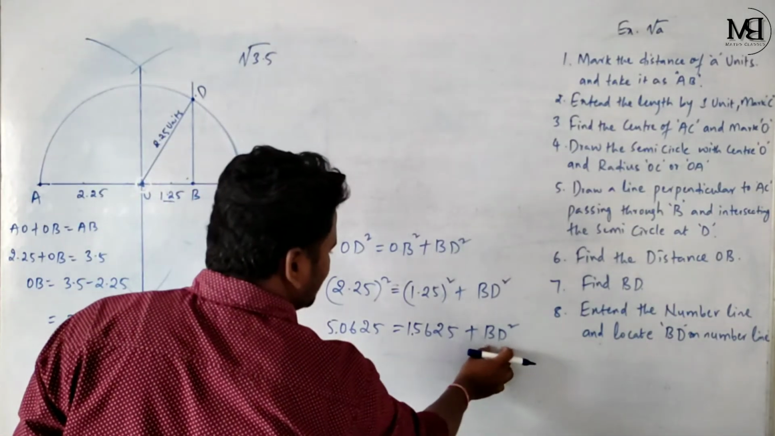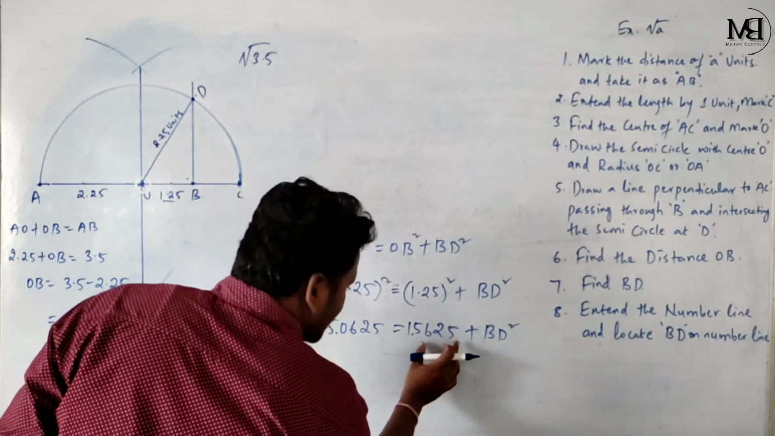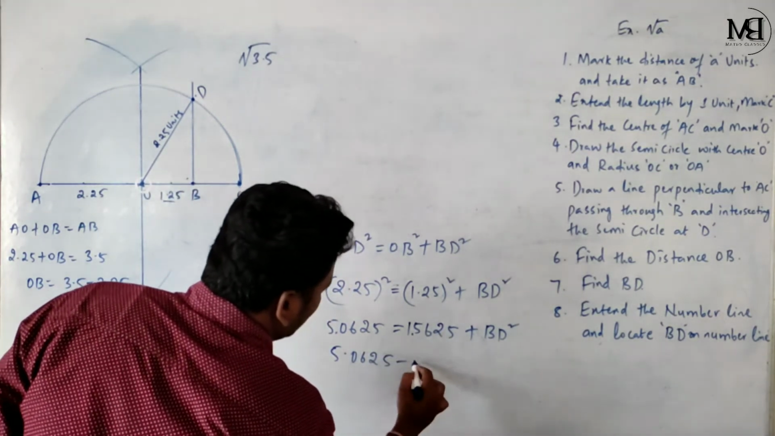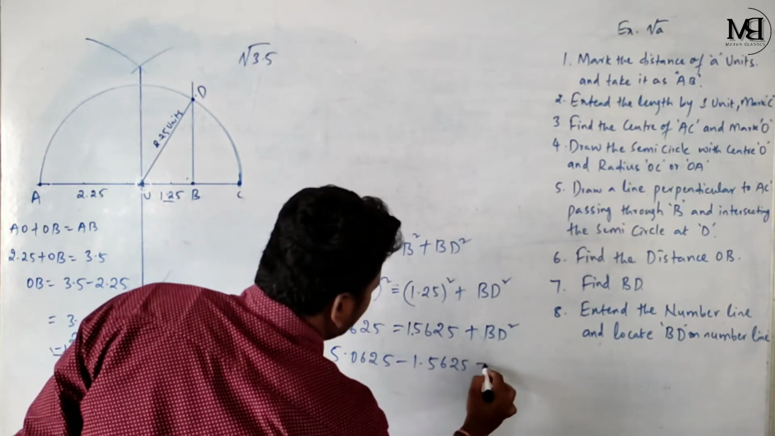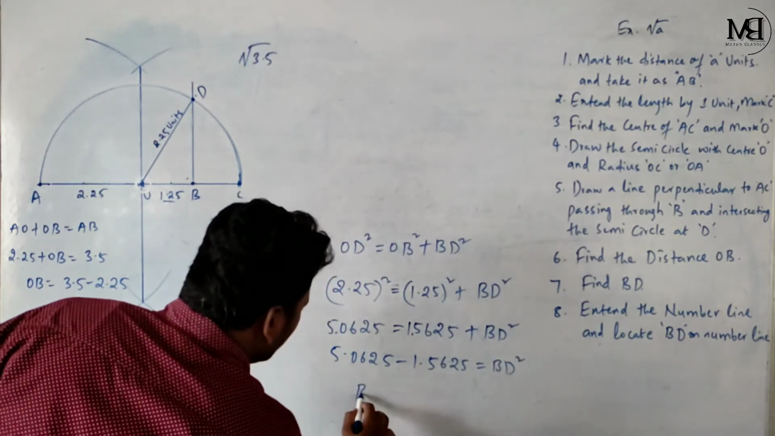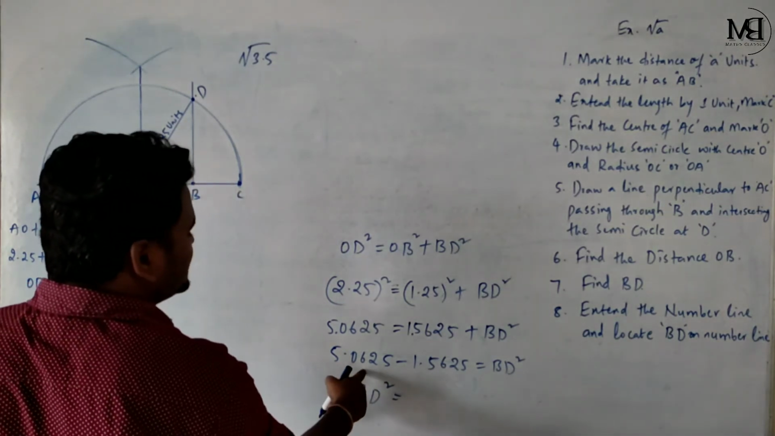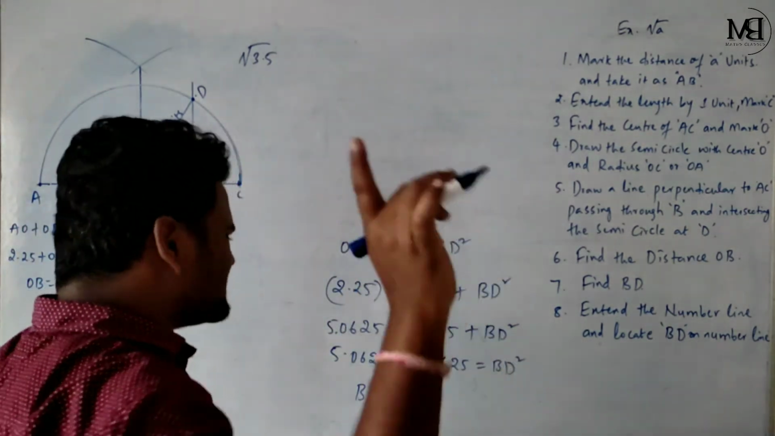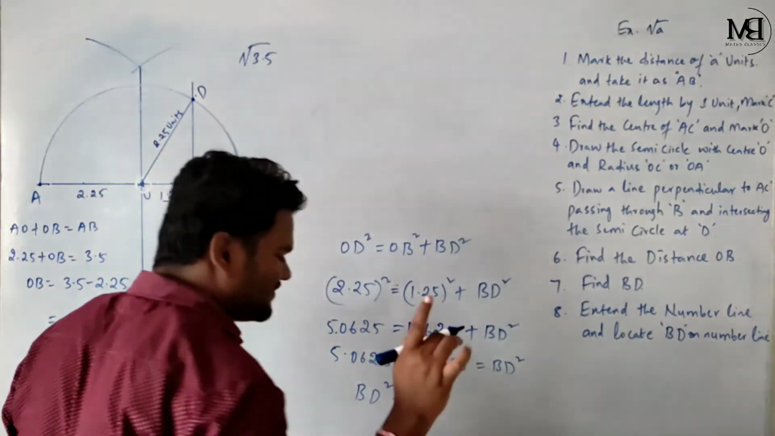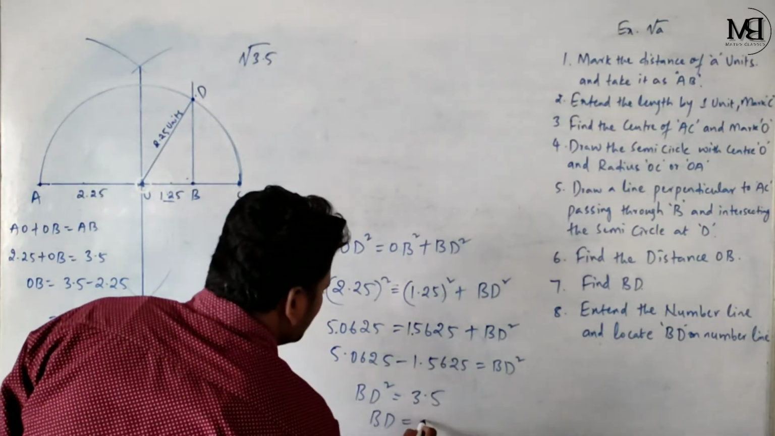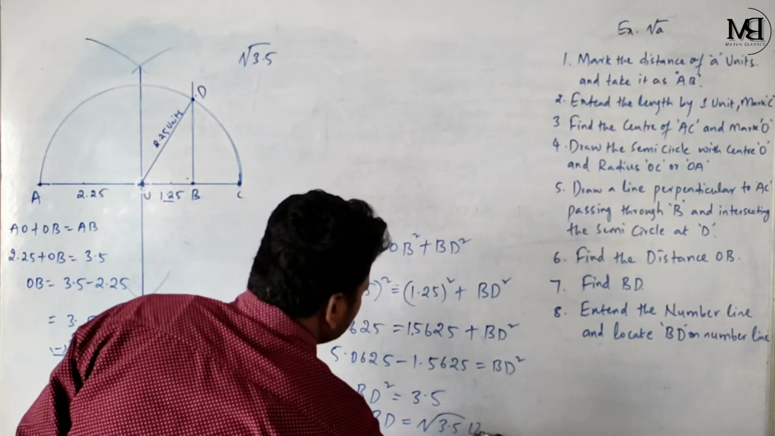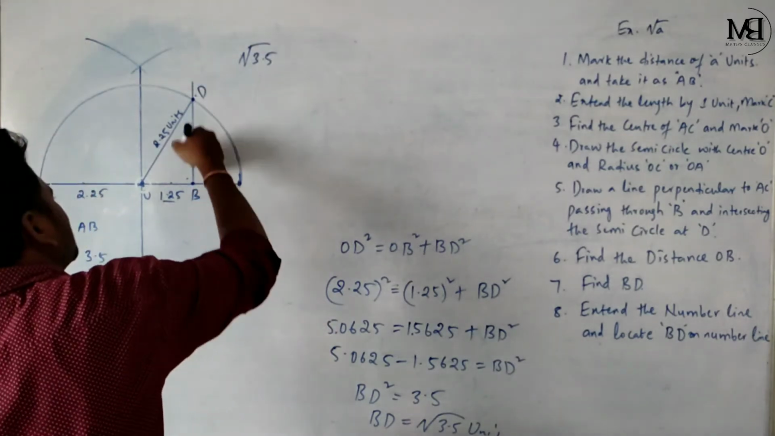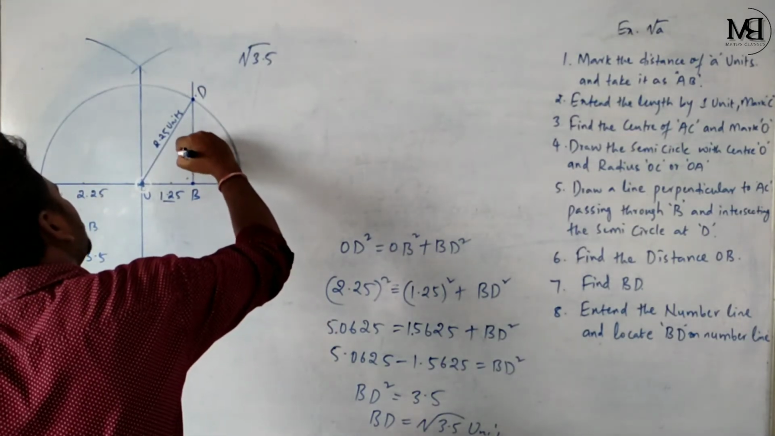Now as I am going to find the value of BD, I am sending this value to the LHS. 5.0625 minus 1.5625 is equal to BD square. If you calculate it, you will get 3.5 only. And now BD is equal to root 3.5 units. Okay, so the length of this BD I got is root 3.5.